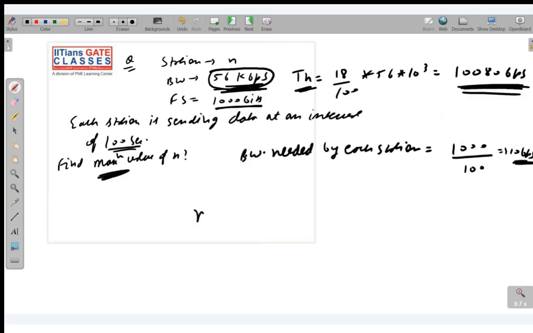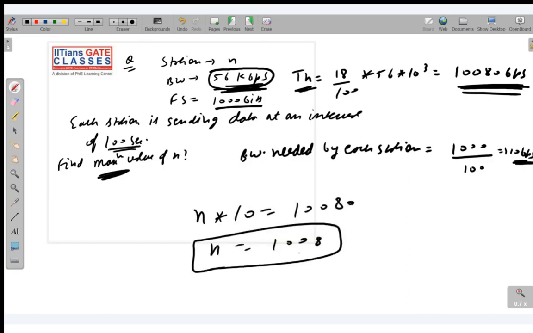Now each station needs 10 bps bandwidth, and total bandwidth available to us is 10080. So how many stations can be connected? So n multiplied by 10 will be equal to 10080. So n comes out to be 1008. This is my answer. Roughly 1000 stations you can connect to this network.